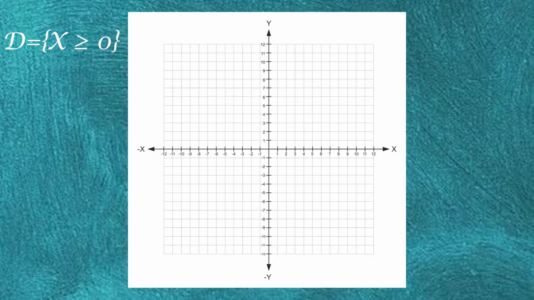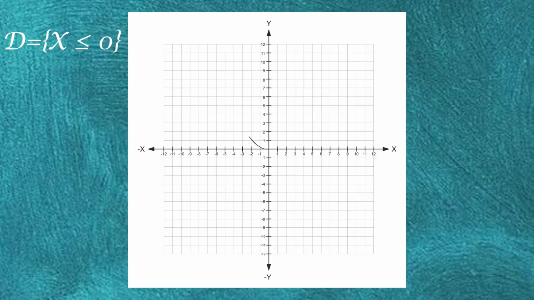When we restrict the domain to x greater than or equal to 0, we focus only on the right part of the graph. Then it becomes invertible. When we restrict the domain to x less than or equal to 0, we focus only on the left side of the graph, which also becomes invertible. This is about restriction of domain.